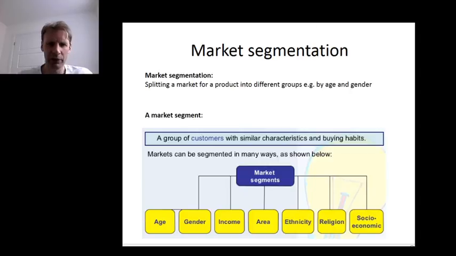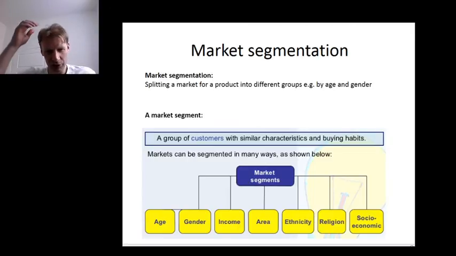So there's a bit of market research. Market research has been conducted. The business knows what its customers want. It knows what its competitors are up to and things like that. So now it's a case of adopting market segmentation.